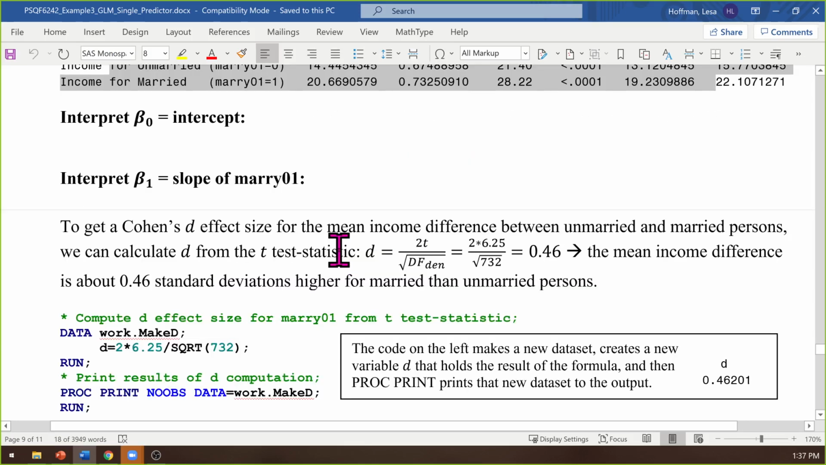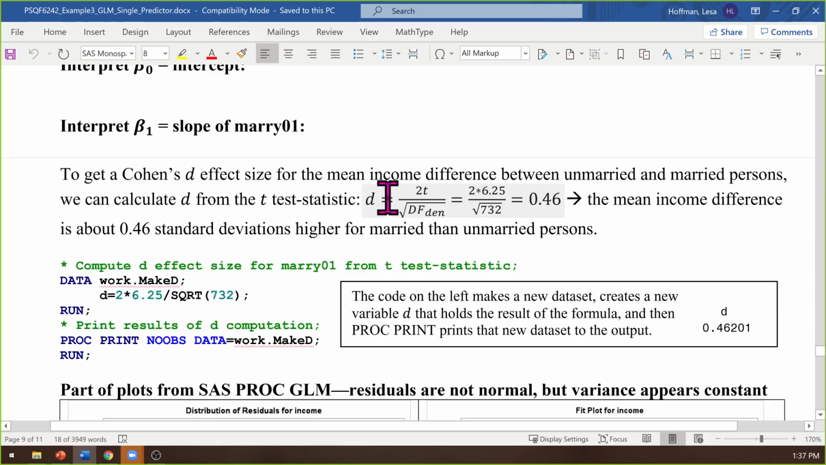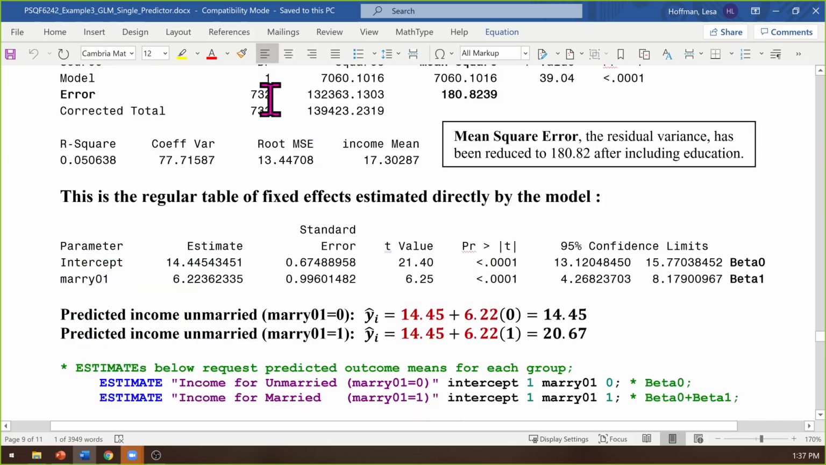And here's the effect size for that slope. Here's the formula. So 2 times the t-test statistic for the slope divided by the square root of the denominator degrees of freedom. So 2 times my t of 6.25, it's 732 denominator degrees of freedom. That number, by the way, is right here.